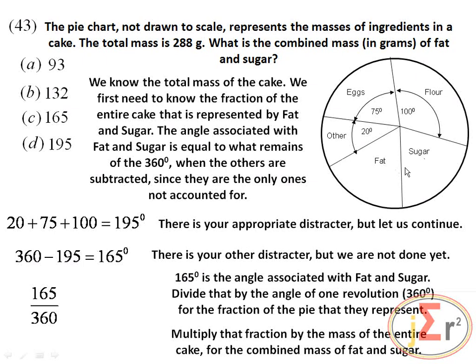As we can see, we can determine that fraction by dividing the angle by the total. So the angle associated is 165, and we are dividing by 360. That is a fraction of the entire cake. So that fraction needs to be multiplied by the mass of the entire cake in order that we may find the total mass of fat and sugar. So we multiply by 288.